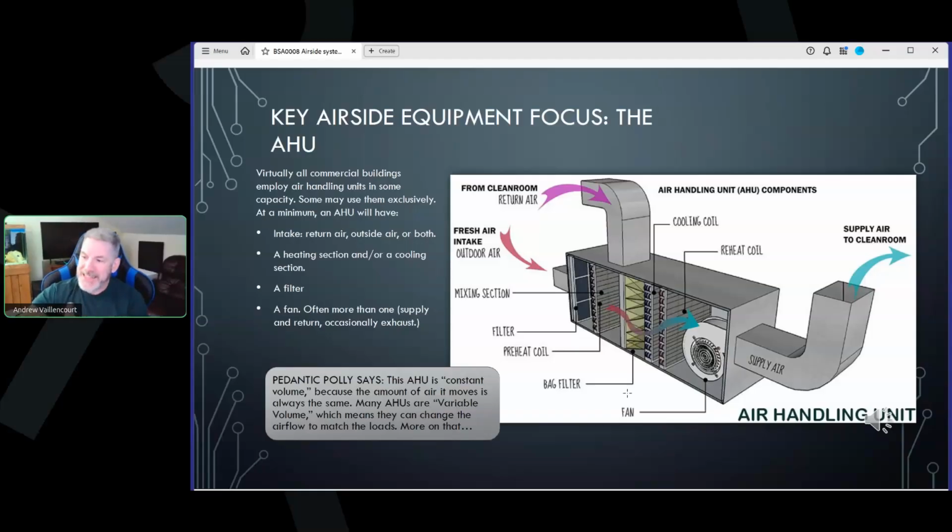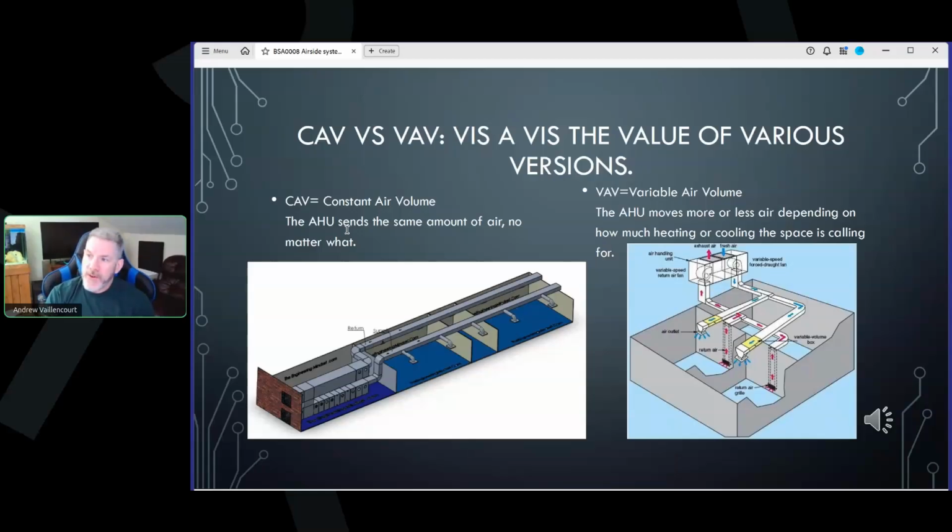Pedantic Poly says this air handler is constant volume, because the amount of air it moves will always be the same. Many AHUs you encounter in the wild will be variable volume, which means they can change the airflow to match. We're going to talk about that. Two very important distinctions in the field. Those distinctions are very, very important when you think about how you're actually going to run a building. And this is just a cutaway. Everything about here is fairly typical.